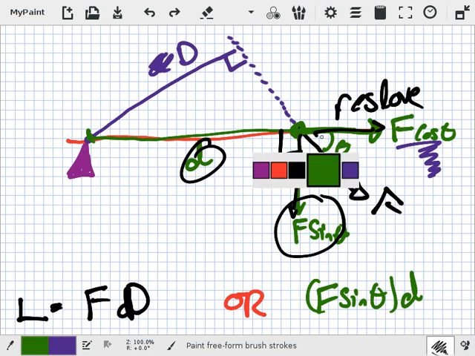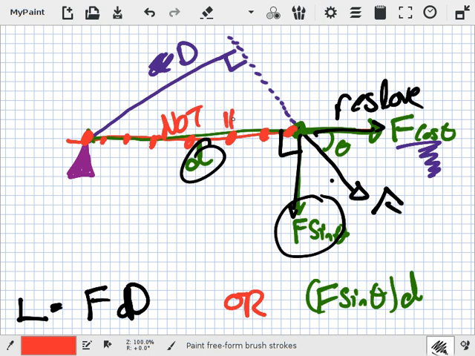Well, you can cancel it because it passes through the turning point, and it means it's not important. Now, why is it not important? Think about this. If I go back to my door, if I pull here, I can open the door. The one place I can't open the door is if I pull here. There's no amount of pulling that will make the door open if I pull at the turning point.